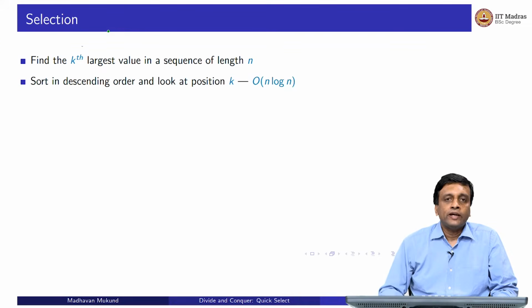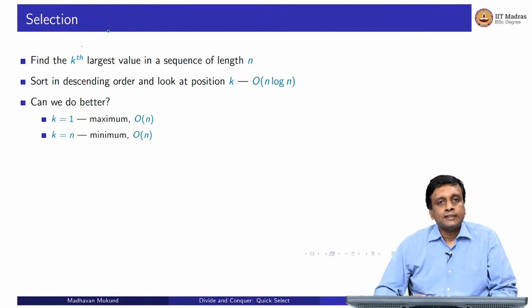Of course, one way to do this is to sort the list in descending order, and then the largest value is the first one, the second largest value is the second one, and so on. By just looking at position k in this sorted list in descending order, we will get the kth largest value. Since we know we can sort in n log n, this would mean that the selection problem of finding the kth largest value also takes n log n.